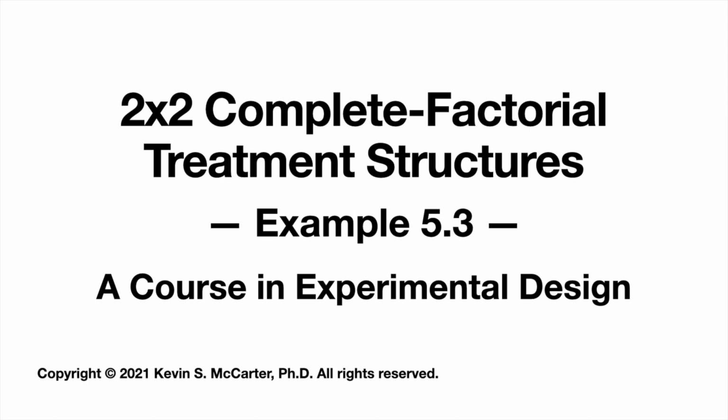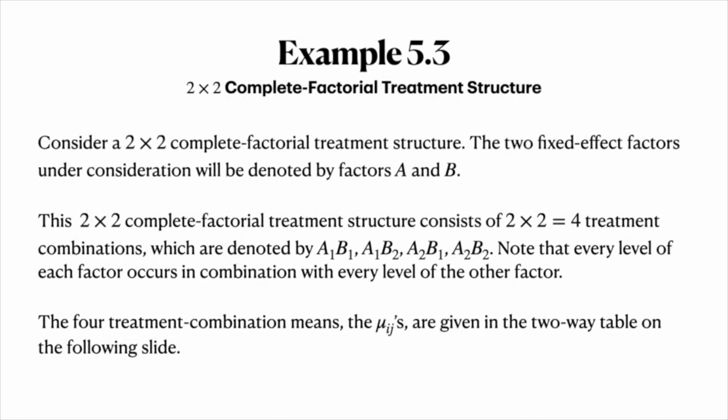In this lecture video, we're going to be looking at example 5.3, which involves a 2x2 complete factorial treatment structure. Let's look at a description and an overview of the context of the example. Consider a 2x2 complete factorial treatment structure.